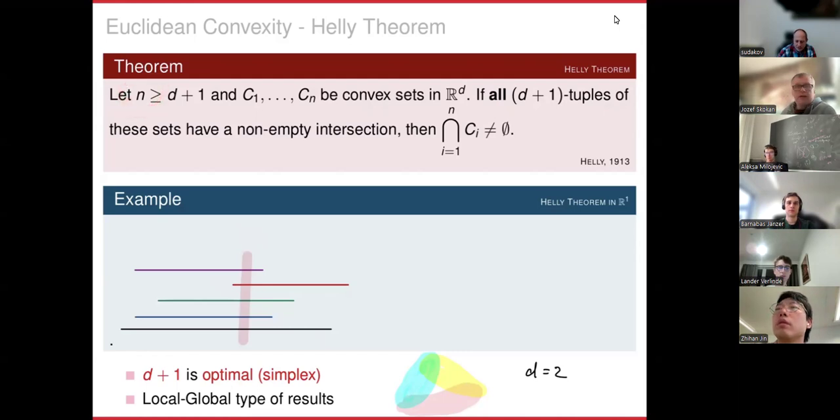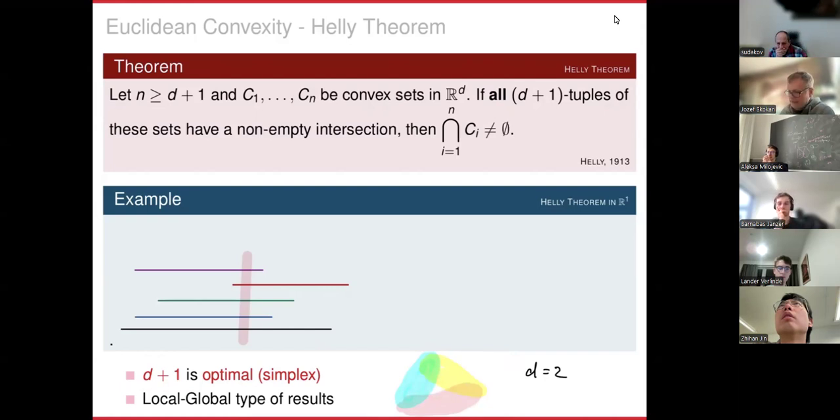Okay. So in R1, a convex set is just an interval, right? Maybe good to say. Yes, very good point. Convex sets in R1 are intervals, so that's why it's depicted this way. Okay. So d plus 1 is again optimal. For d equal to 2, here is an example of 3 sets such that every 2 of them have non-empty intersection. Let's pretend they are really convex despite my drawing, but as you can see, there is no common intersection of all 3 of them.